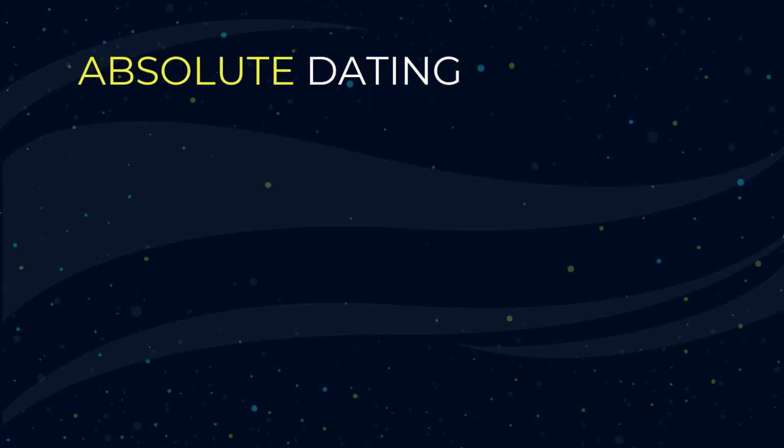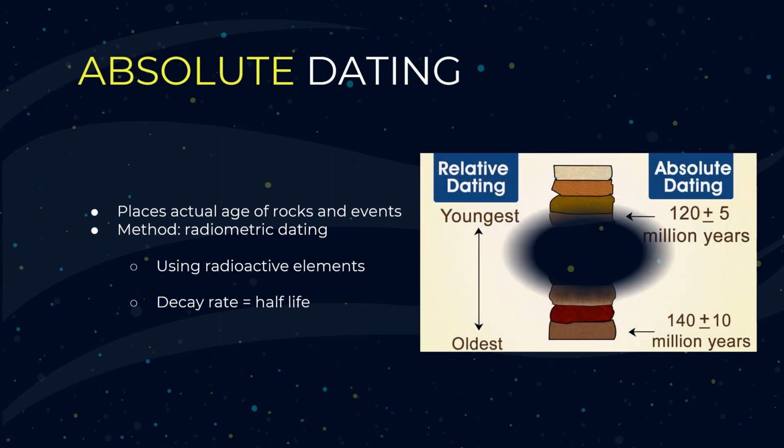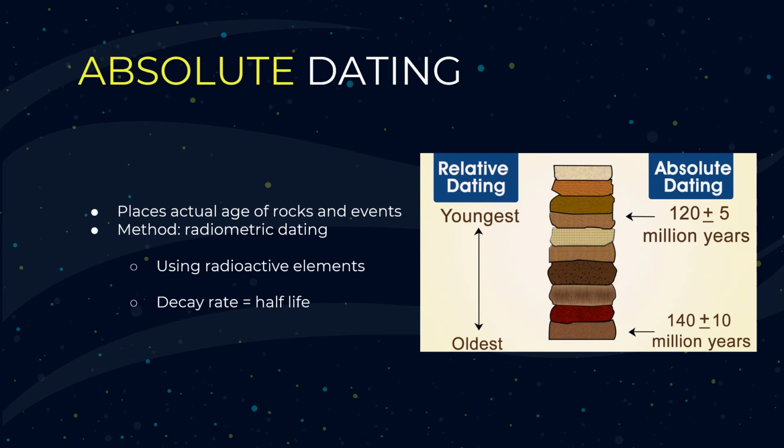Next, we have absolute dating. Absolute dating places the actual age of rocks and events, as opposed to relative dating, which only tells you which one is older or younger. The method used is the radiometric dating technique, based on the decay rate of certain radioactive nuclides within fossils, rocks, and any artifact. The decay rate is described in terms of half-life. Half-life is the time required for half of the nuclei to undergo radioactive decay.